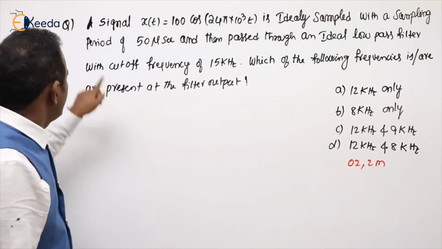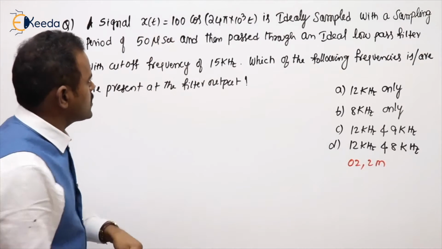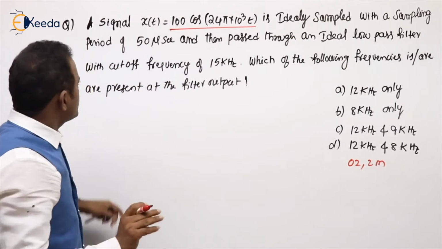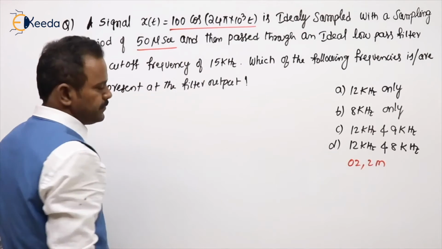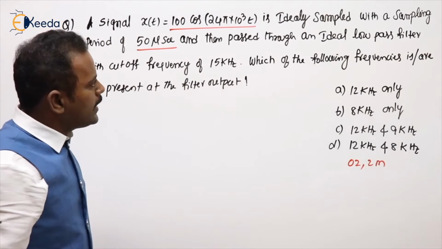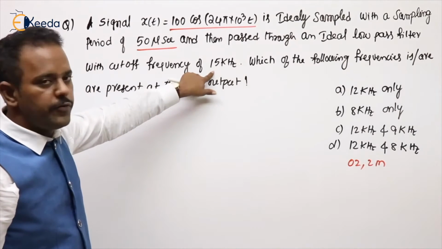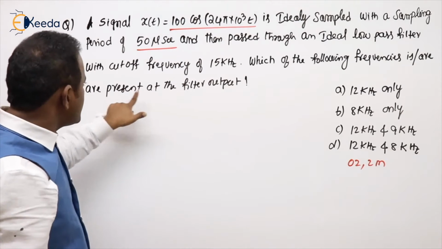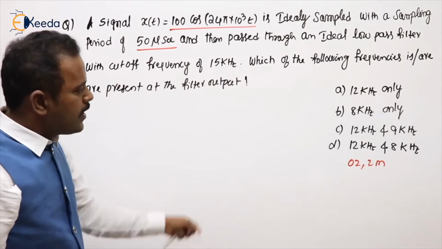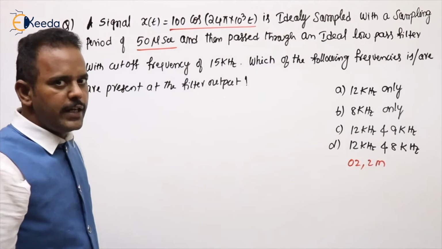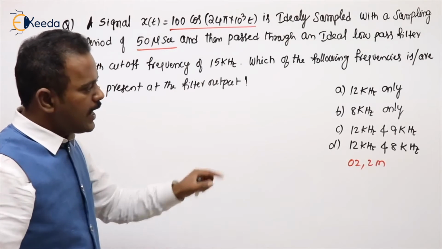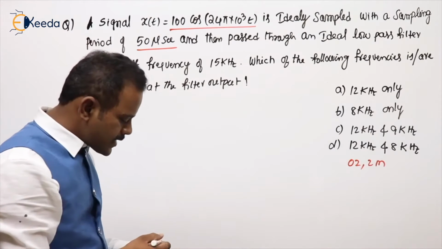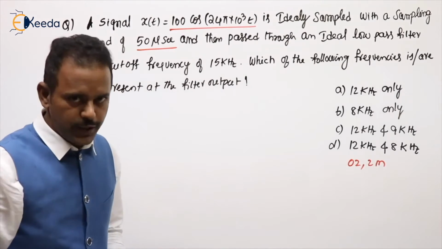See the next problem. A signal x of t equal to 100 cos 24 pi into 10 power 3 t is ideally sampled with a sampling period of 50 microsecond and then passed through an ideal low pass filter with a cutoff frequency 15 kHz. Which of the following frequencies are present at the filter output? Option A 12 kHz only, option B 8 kHz only, option C 12K and 9K, option D 12 kHz and 8 kHz. This was asked in the 2002 GATE examination for 2 marks.